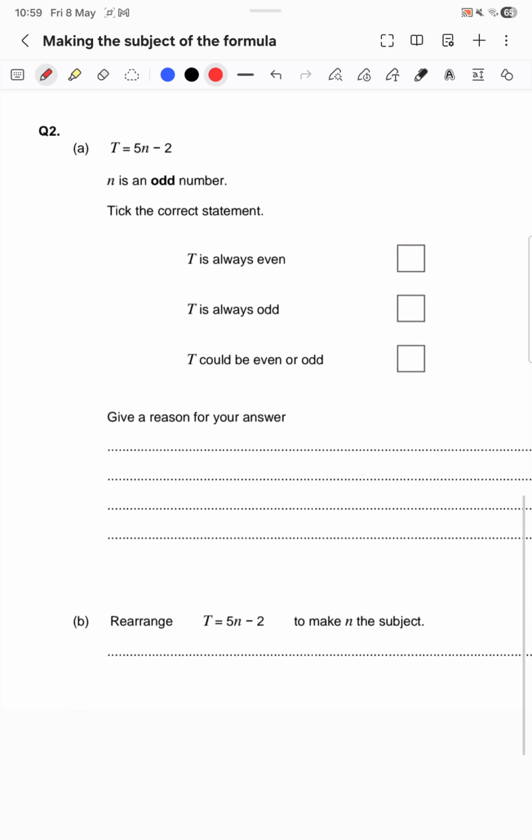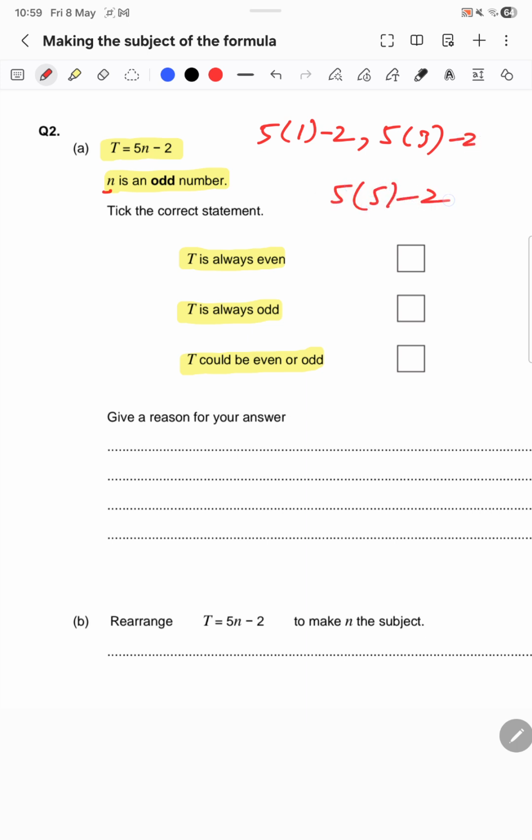Alright, so the next question is t equals 5n minus 2, and n is an odd number. You need to tick the correct statement: either t is always even, t is always odd, or t could be even or odd. Okay, so you can see that we have t equals 5n minus 2 and n is an odd number. So if n is odd, it can be 5 times 1 take away 2, 5 times 3 take away 2, 5 times 5 take away 2, because n is odd, so this number will be odd always, right?